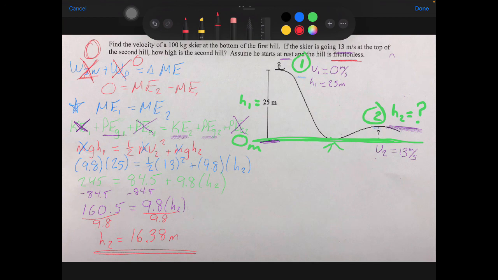That's the answer to that problem. Again, frictionless, therefore we can get rid of this. There is no work in, so we can get rid of this. Because of that, we get this conservation of mechanical energy. That's how you do a two-location problem. If you have any further questions, please let me know.